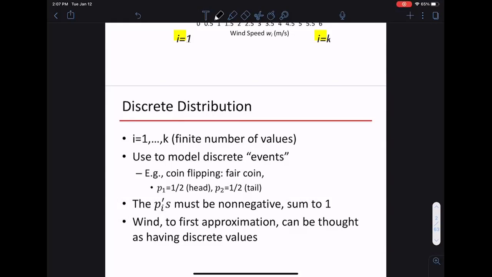Next class we'll go into more depth, looking at some simple probability concepts, things like mean and variance and the Gaussian distribution, and some other distributions that you may not have seen before. We'll do that all next class.